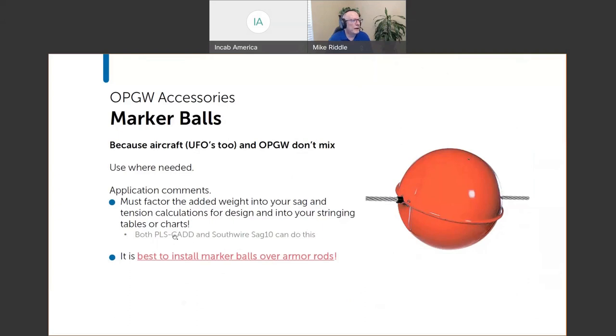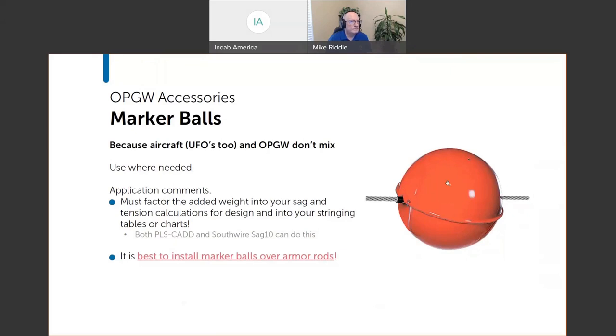Marker balls. Marker balls in some areas are very important because we don't want aircraft flying into our cables. And, you know, UFOs, you don't want flying into your cables either. So use them where they're needed. But I wanted to give you some comments because they do have significant weight, and so they do need to be factored into your sag and tension calculations.